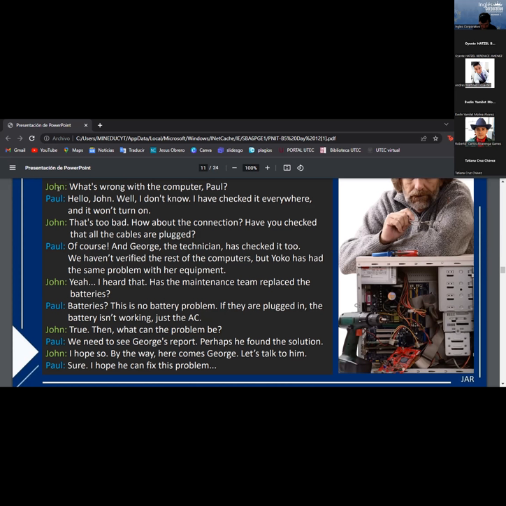Yeah, I heard that. Has the maintenance team replaced the batteries? Batteries? This is not a battery problem. If they are plugged in, the battery isn't working, just the AC. True. Then what can the problem be? We need to see George's report. Perhaps he found the solution. I hope so. By the way, here comes George. Let's talk to him. Sure, I hope he can fix this problem. Okay, thank you.